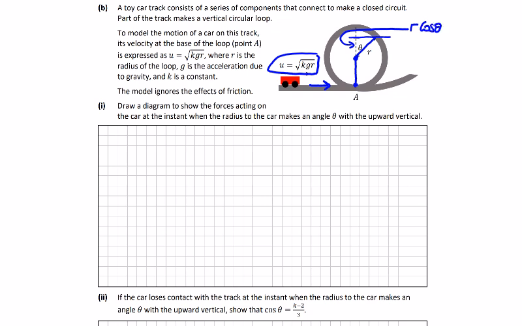We're told the model ignores friction and to draw a diagram to show the forces acting on the car. So if the car is, let's say, at this point, there's a force of reaction between it and the road. We've got its weight coming down, which is mg. We have theta.